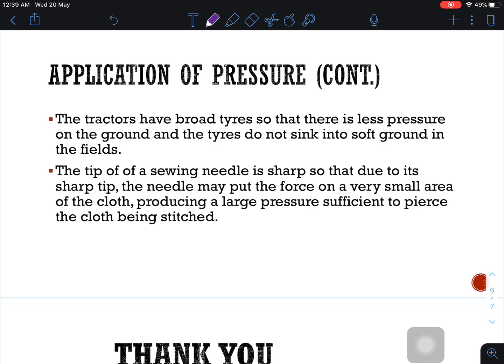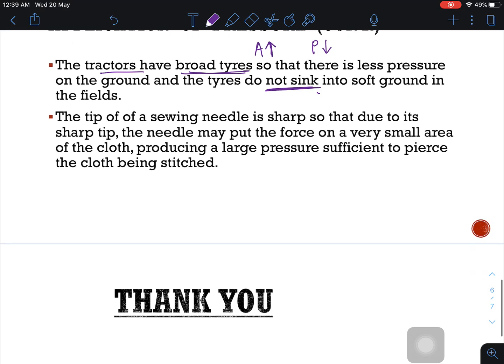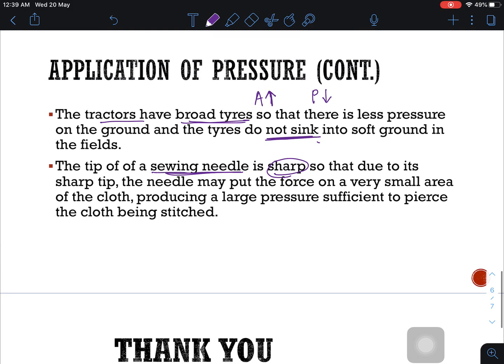Let us see two more applications. Tractors have broad tires. Broad tires mean you are increasing the area. If you increase the area, the pressure will decrease, so the tires will not go into the ground, they will not sink. Now let us talk about the sewing needle. It is sharp, which means the area is less, so the pressure the needle applies will be more. It will easily go inside the cloth.